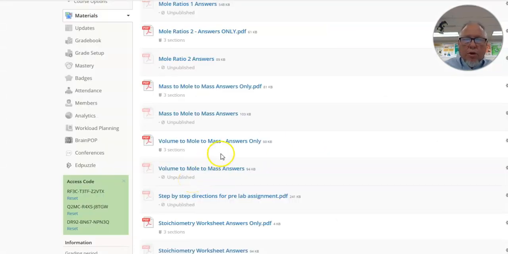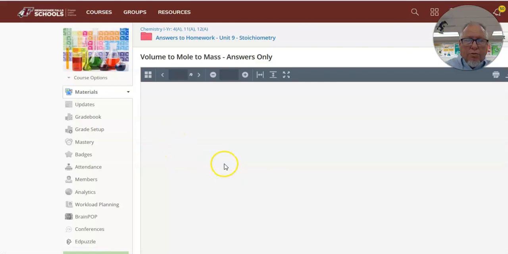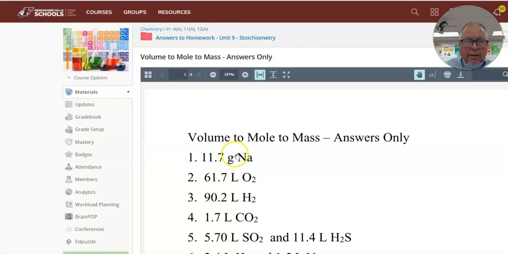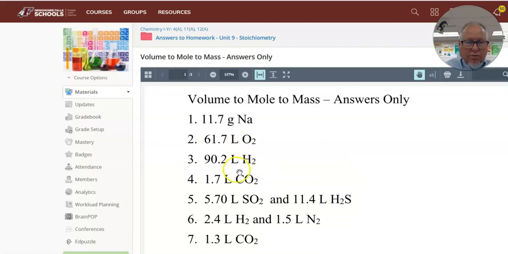If I were to go to the answers only for this particular assignment and look at the answer to number 1, the answer to number 1 is indeed 11.7 grams of sodium. And then I also have here the answers to the other problems. So as you are working on those problems, make sure you are checking your answers to get it right. If you are not getting it right, you should be asking a friend for help at this time.